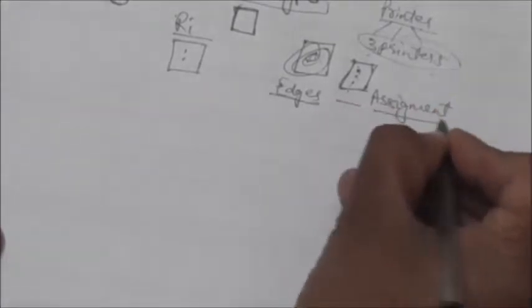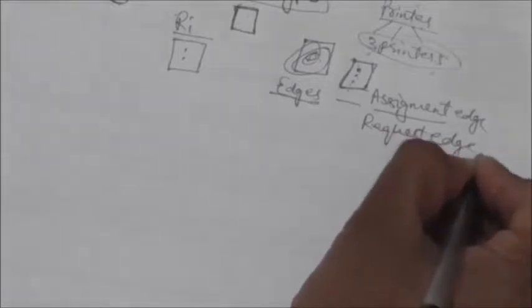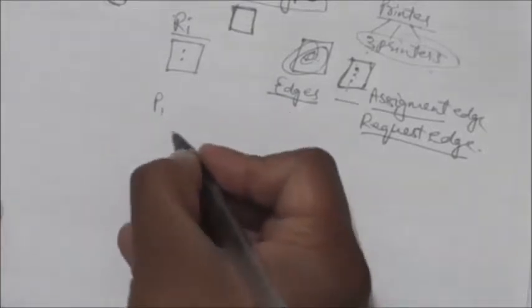Now edges. There are two types of edges. One type is assignment edge. Another one is request edge.